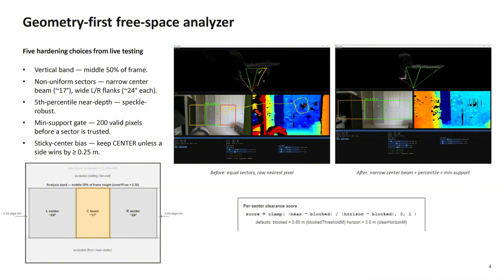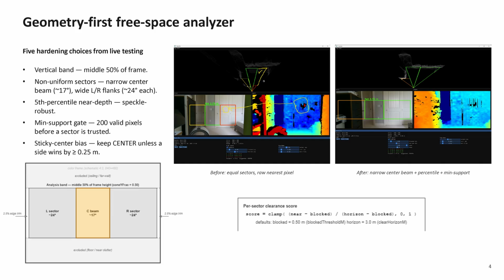I started with 3 equal regions, but it just didn't work because uniform angle differences do not make sense when changing directions. And inside each sector, instead of trusting the closest single pixel, I use the 5th percentile of the valid depth pixels. That way, a few noisy depth pixels can't mark a whole sector as blocked. I also require at least 200 good depth pixels before I trust a sector at all. If we encounter some glossy material like a glass wall, it would say insufficient data instead of falsely calling it blocked. And the last one is the sticky center bias.